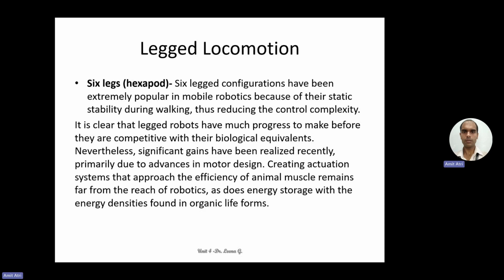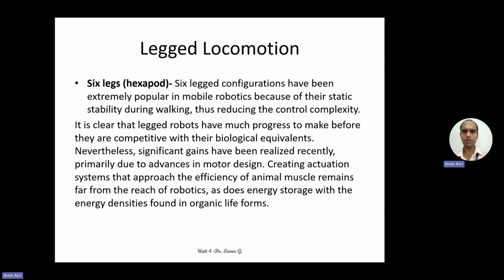It is clear that leg robots have much progress to make before they are competitive with their biological equivalents. Nevertheless, significant gains have been realized recently, primarily due to advances in motor design. Creating actuation systems that approach the efficiency of animal muscle remains far from the reach of robotics, as does energy storage with the energy densities found in organic life forms. So we have to make a small comparison between the biological counterpart and the robot. We have to make them comparable, so that their performance and output are the same. So the development in motor design and actuating systems should be similar to that of the human.